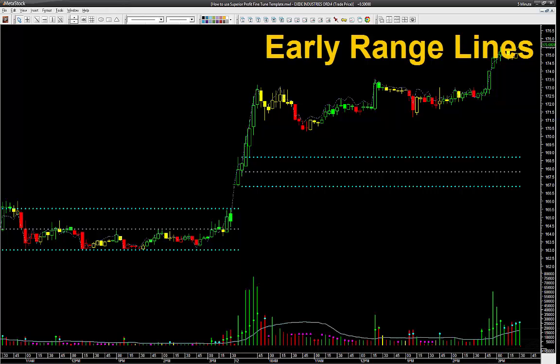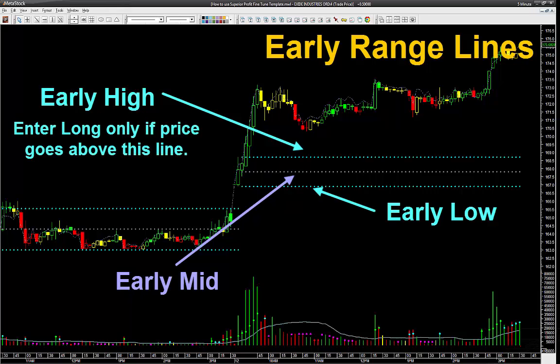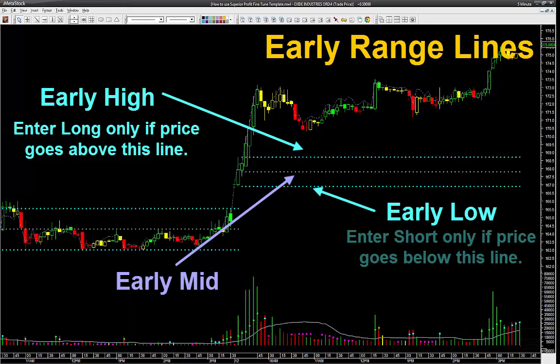Here are the hourly range lines. They are drawn based on early price move in the stock after market open. The two cyan color lines represent early high and early low. The middle line is called early midline. How to use them? If At a Glance told us to take a long trade, we would only enter long if price went above early high and followed through. And similarly, if we decided to take a short trade, we would enter short only if the stock went below early low and followed through. This way, early range helps us in trade entry.